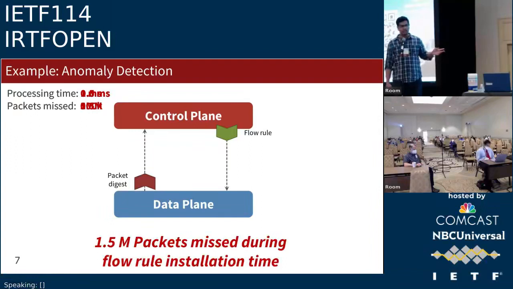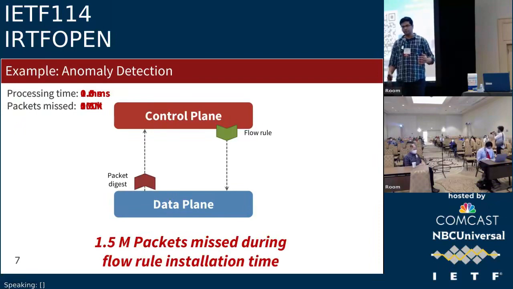What's basically happening in here is that if we were to do just some rough, off the cuff math here, you have traffic at 1 gigapacket per second moving through your data plane. Now, in the time it takes you to send a packet digest from the data plane up to the control plane, calculate flow rules, and then install it back into the data plane, in this case, we've assumed half a millisecond for each step, we've now missed 1.5 million packets in our traffic stream by the time we had flow rules installed into the data plane.